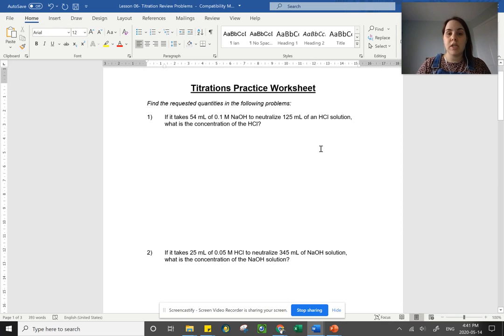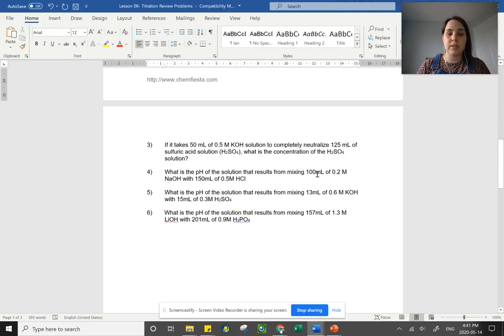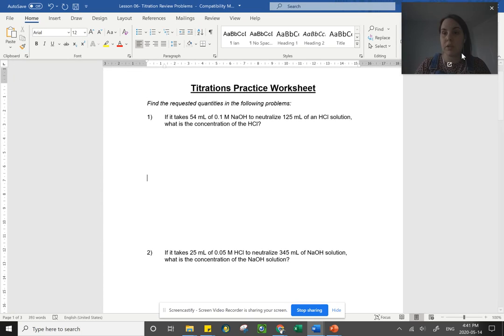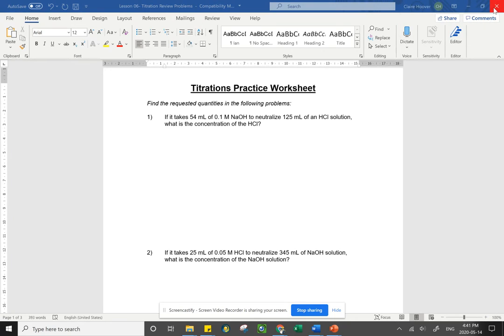You do have this worksheet. There are 6 questions attached. We're going to do the first 2 together, and then the rest of your time is going to be spent completing the other 4. Okay, so it should be pretty quick once you get started. But we'll do 2 more together just to make sure we're all on the same page. Okay, so I'm going to make myself disappear here, and we'll get started on these first 2.